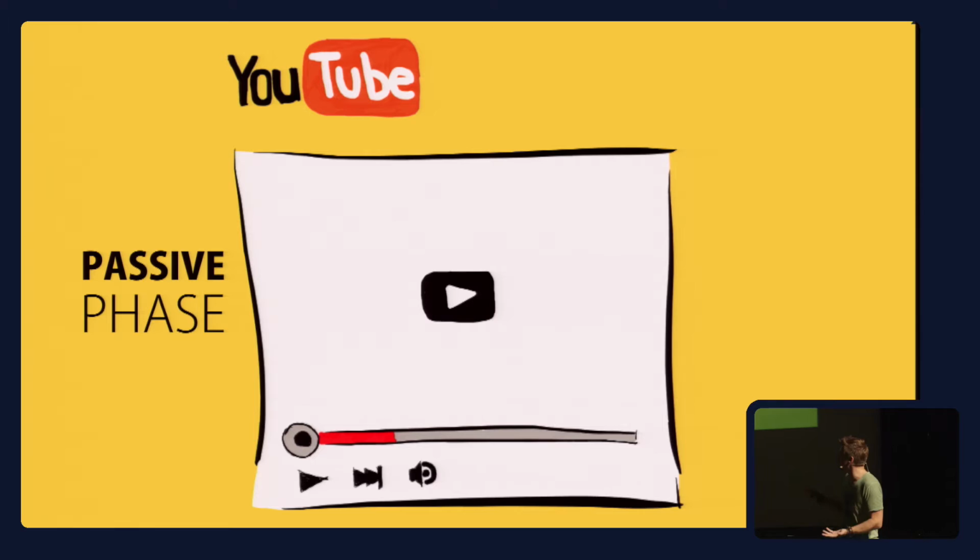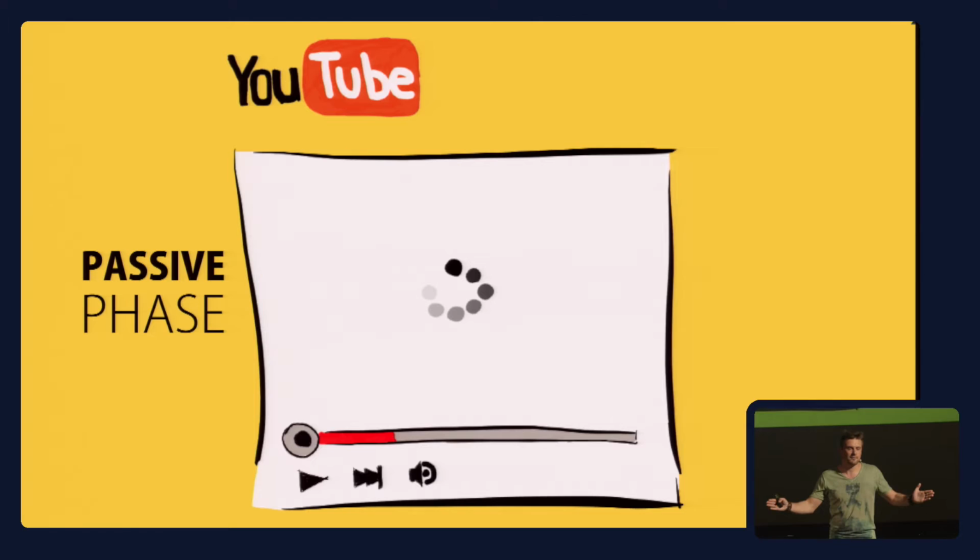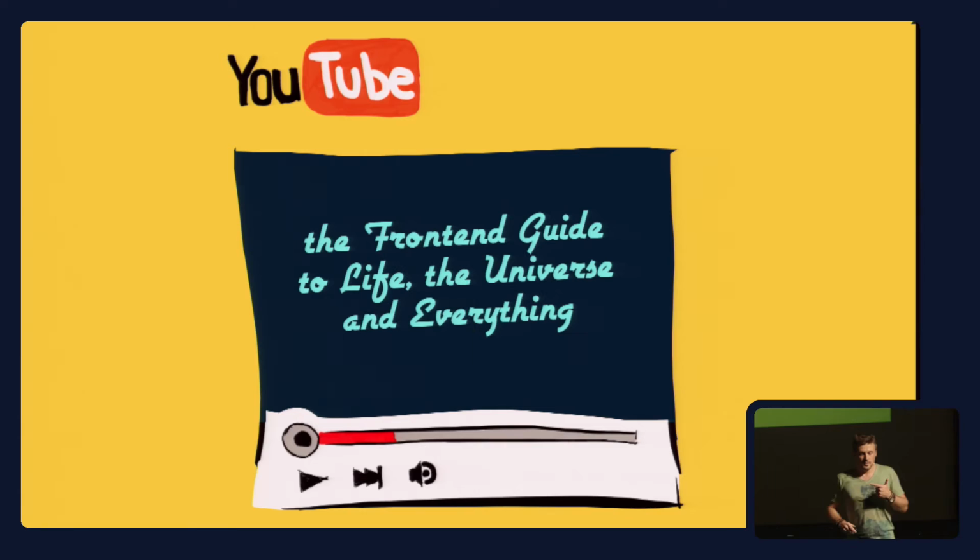We click the button, some progress indicator is showing up, and the video begins downloading in the background. So you're sitting and waiting. You have no other options rather than just close the tab. So you're in the passive phase. But you don't wait for the whole movie or video to be downloaded in order to start watching it. Once the first chunk of the video is ready to be viewed in your video player, the playback starts.